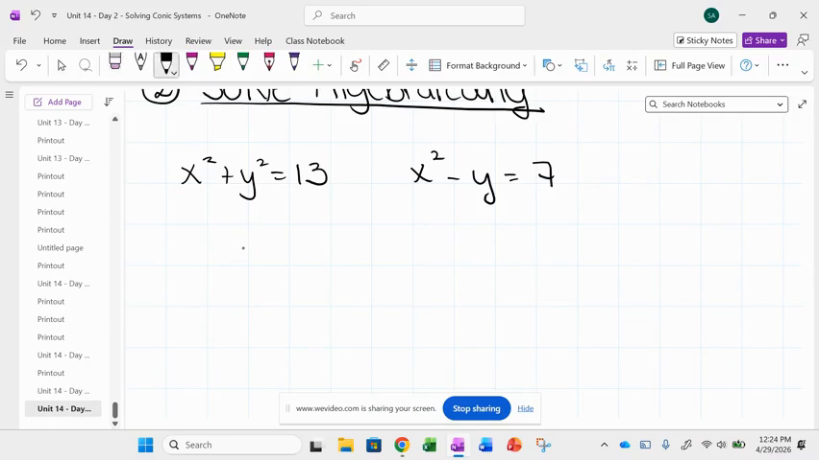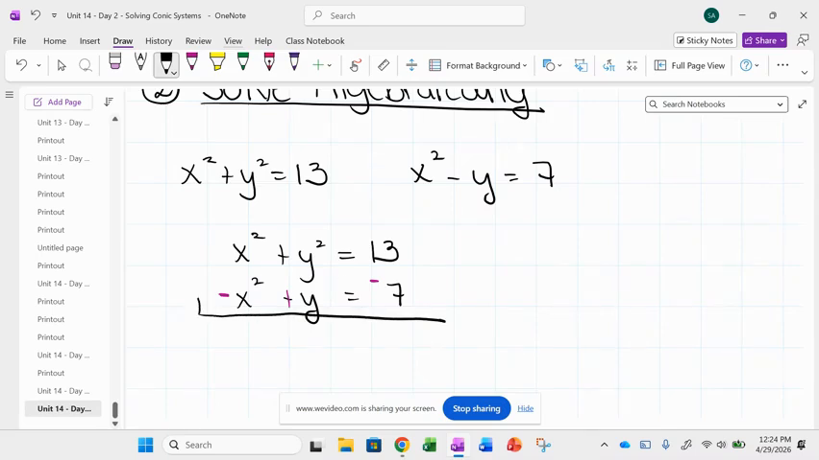So I'm going to have x squared plus y squared equals 13. And then I'm going to line it up with x squared minus y equals 7. Because I want the x squareds to cancel, I'm going to distribute in a negative, so that changes all of the signs. And then I go ahead and I add. When I add a positive x squared and a negative x squared, they cancel. Am I able to add y squared and y and make that like a 3y squared? No, they're not like terms. So the way we write this is just y squared plus y equals 13 minus 7, which is 6.